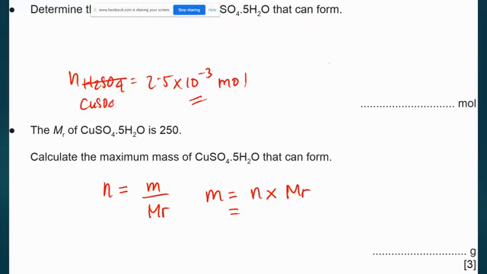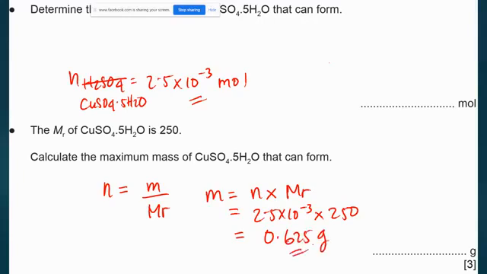This one. This is the moles of copper 2 sulfate pentahydrate, 2.5 times 10 to the power of minus 3 mole, and the MR is 250. So the answer is 0.625 gram.